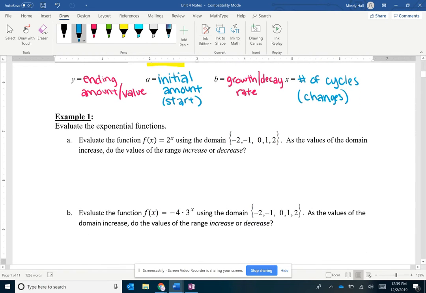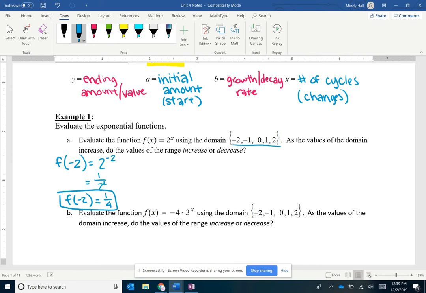So in example 1, we want to evaluate using the domain -2, -1, 0, 1, and 2. And then we want to know, as domain increases, does our range increase or decrease? So starting with this, actually I'm not going to make a table. We're going to have to plug in all 5 of these numbers. So I would have f of -2 equals 2 to the -2 power. And so 2 to the -2 power would be 1 over 2 squared, or 1/4.